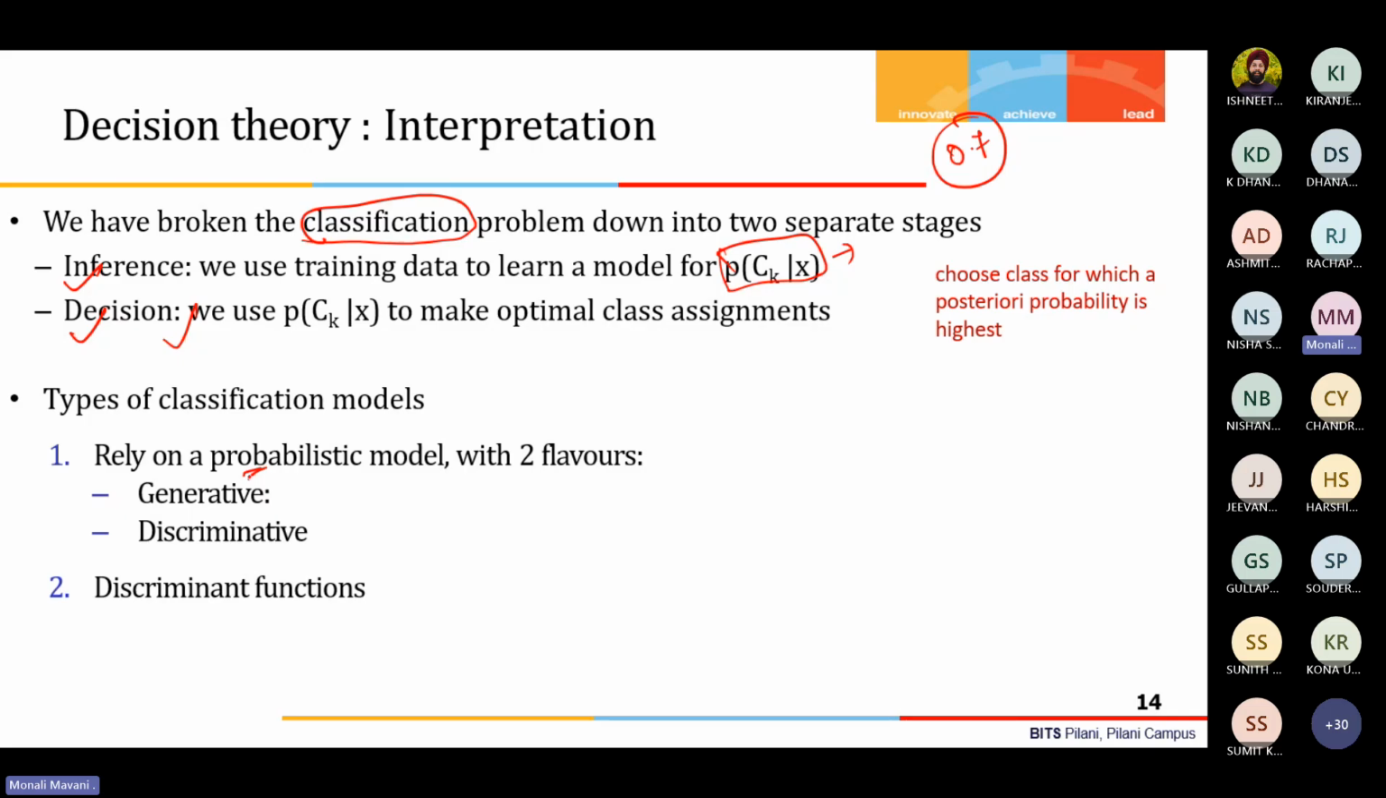I'll take the example of binary classification. We have a two class problem. One class is class 1, the other class is class 0. So we call it 1 and 0. In that we have generative models, discriminative models, and then a second type of model, a discriminant function, which has nothing to do with the probabilities.